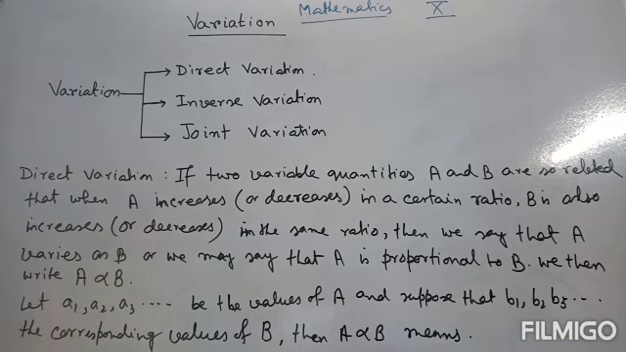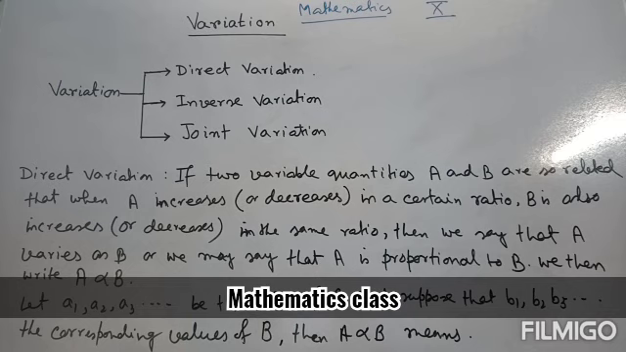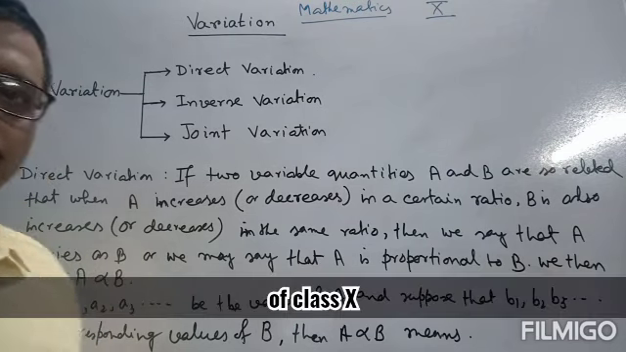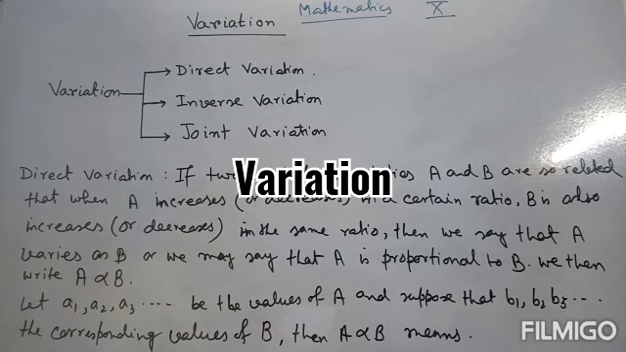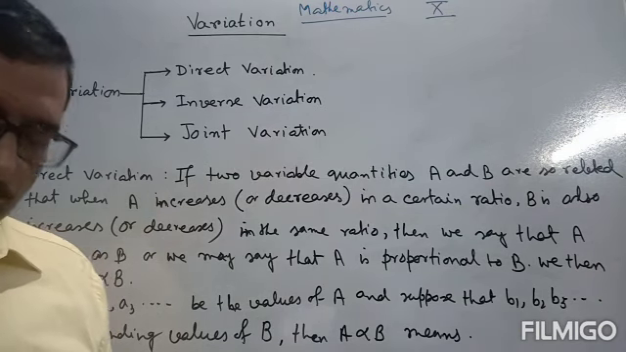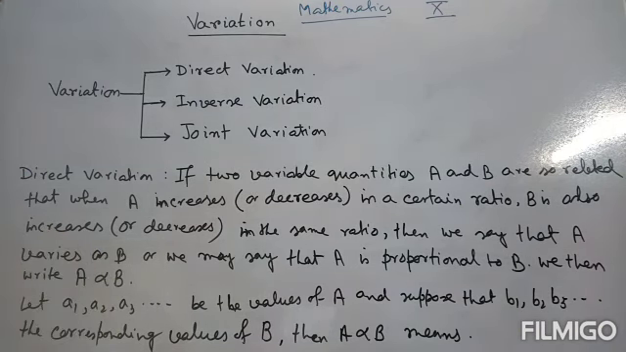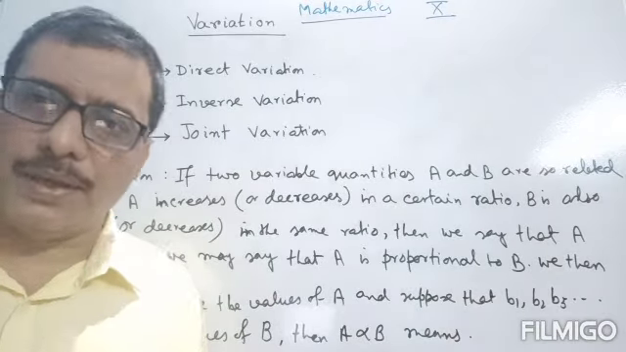Mathematics of class 10. Today we start a new topic which is variation. What is variation? Variation means, roughly speaking, variable. The word came from variable. Variables and constants are known to all of us.